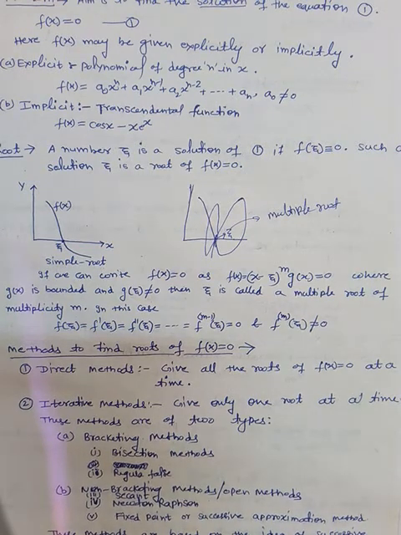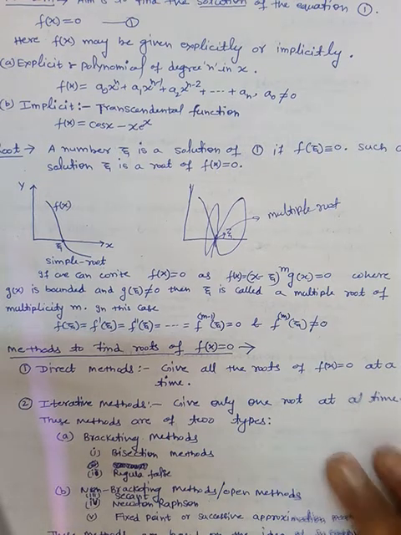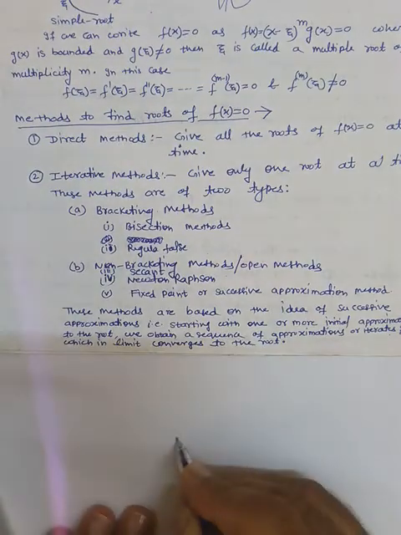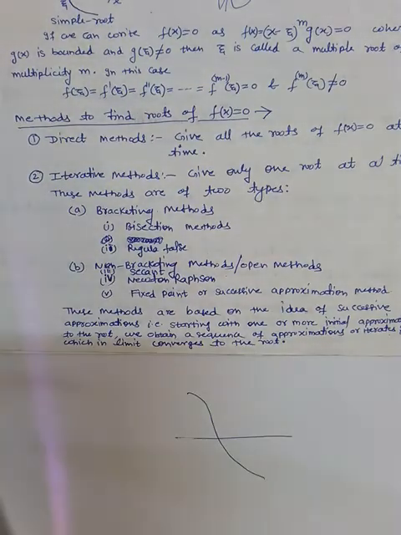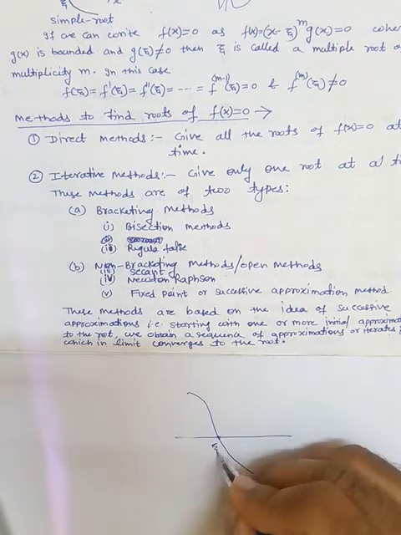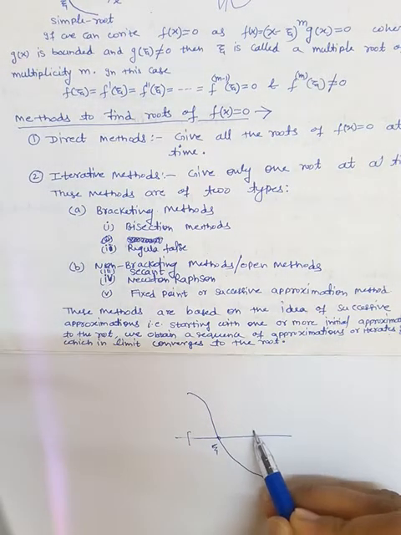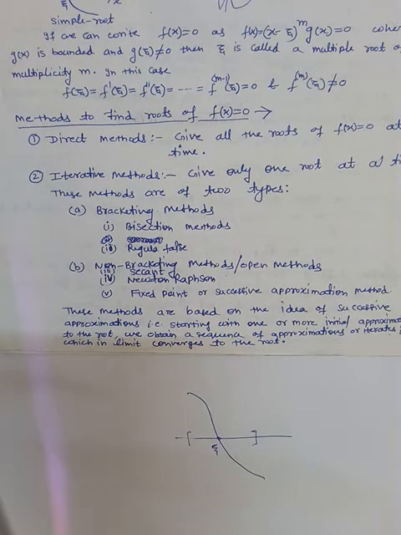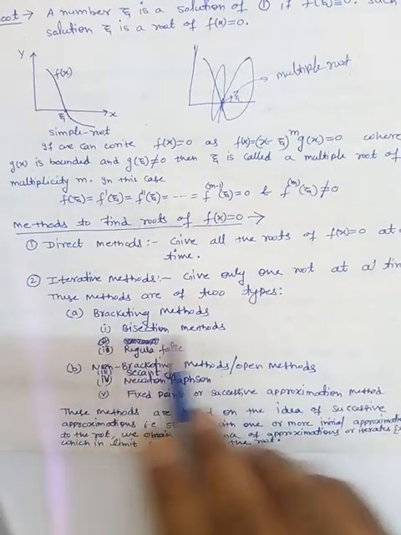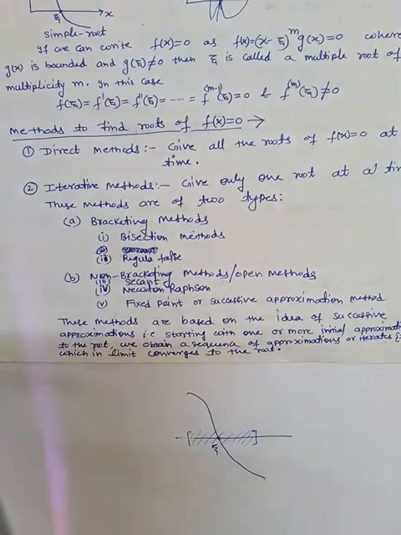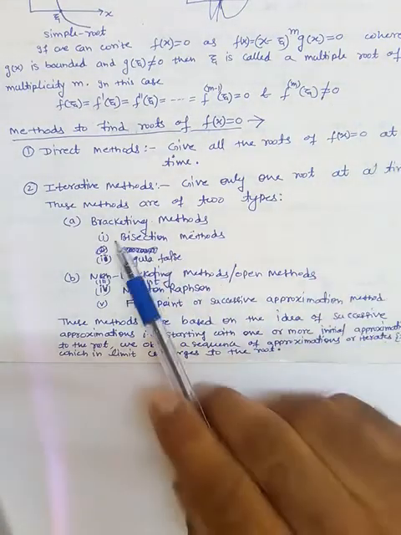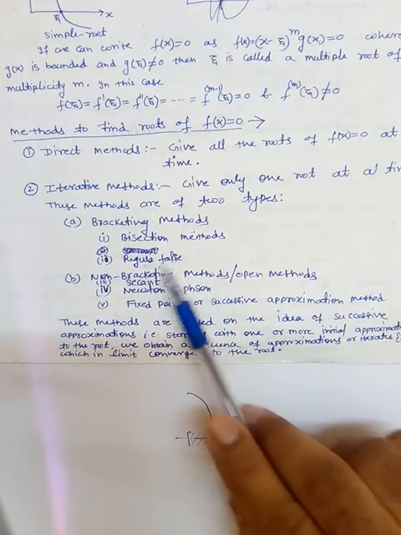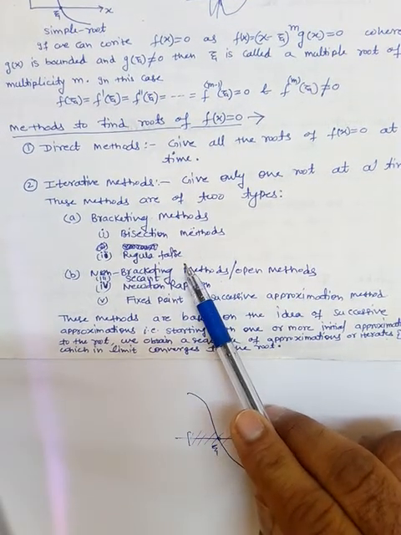Bracketing means we are trying to find the roots in, for example here, bracketing means what? This is the problem. For example, this is the root xi. Bracketing means we are trying to find the root in this interval, bracketed interval. So this is our interval where we are trying to find out the root. So these methods work in a bracket. Okay, and here we have two methods, bisection method and regula falsi method.